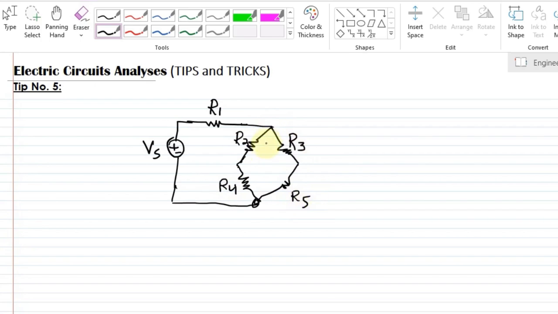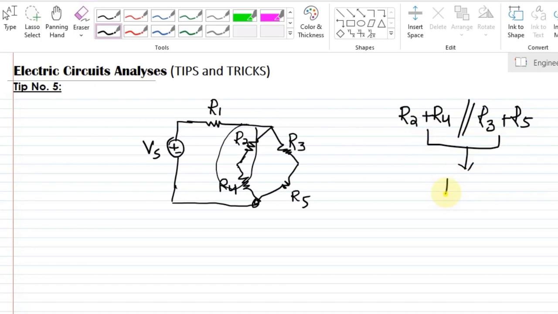Okay, so we can easily see here that the equivalent resistance will be R2 plus R4, which are basically these two resistors, in parallel with R3 plus R5. After finding it out, let me call it Rx, and it will be added with R1, and that will be my equivalent resistance. Okay, so that is the major takeaway from this circuit.